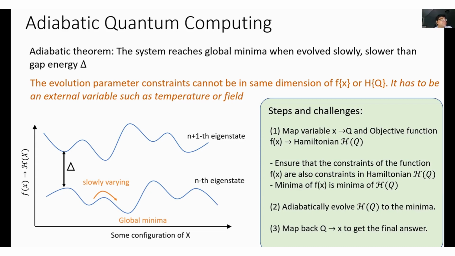So, for example, one thing is that you cannot actually use a parameter to evolve the system which is in the same dimension as your objective function. So you have to use something else. You have to basically expand the number of dimensions that you have in order to access all the Hilbert space. The way D-Wave does it is that they use something called the transverse field. The way QuEra does it is that it basically turns on and off the Rydberg blockade. So these are the various ways you could do it.